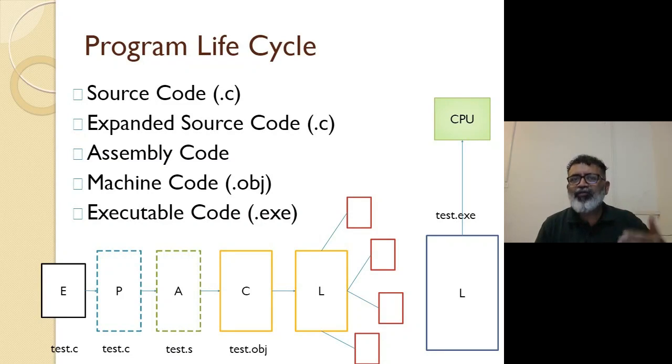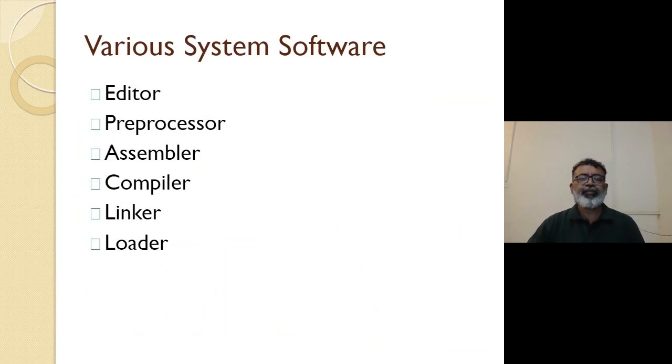In your folder, in your project, usually three files are there: one is .c, another is .obj, and third is .exe. Two are not visible. The assembly file is not visible, and the preprocessed file is not visible. So this is the lifetime of a C program. I hope you understood this. As I told you before, various system softwares: editor, preprocessor, assembler, compiler, linker, and loader.